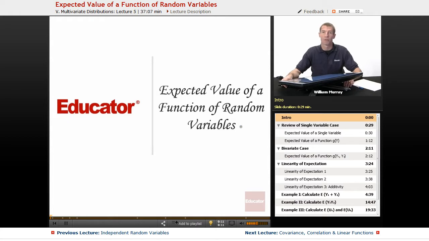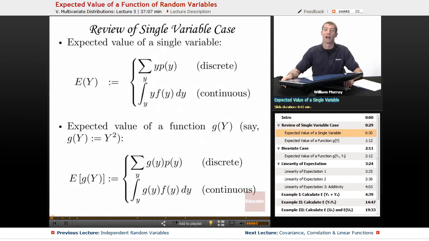So everything in this chapter will have two variables, a y1 and a y2. And today we're going to talk about the expected value of a function of random variables. That's something that we've seen in the single variable case, and we'll see how the same ideas extend to the multivariable case. I do want to start by reviewing the single variable case because I think it'll make the definitions make more sense for the multivariable case.